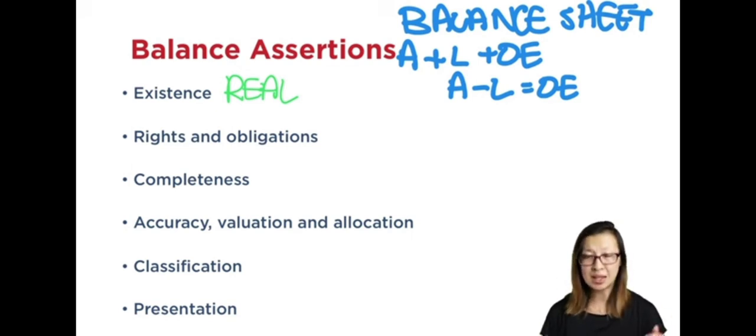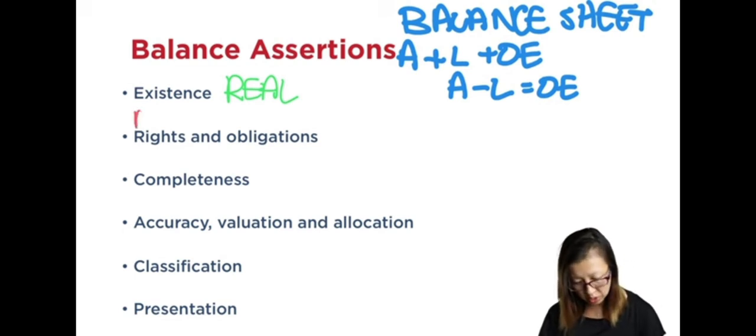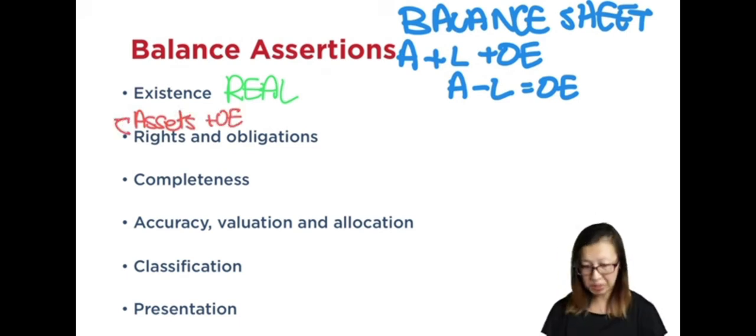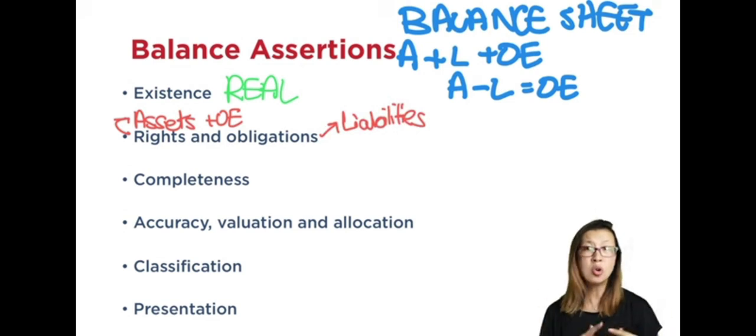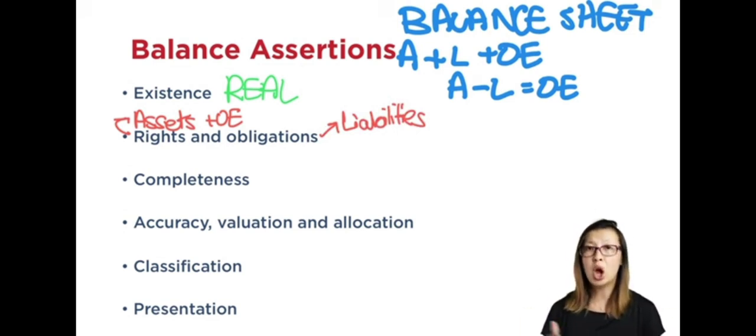The second one is rights and obligations. And this one needs to be split up because rights applies to our assets and our owner's equity, and our obligations applies to our liabilities. So do I own or control an asset to have the right to record it? Do I owe a liability? Do I have an obligation for that liability?